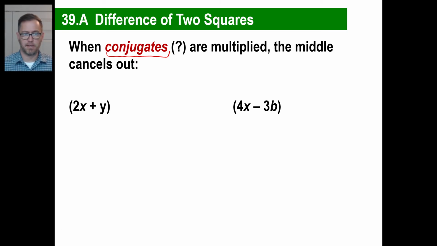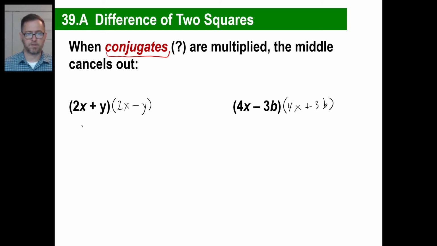When you look at a binomial, a conjugate of it is exactly the same two terms except for one thing: the middle operation. If it's a plus, it turns into a minus. If it starts with a minus, it turns into a plus. So that is the conjugate. 2x minus y is the conjugate of 2x plus y. You tell me, what's the conjugate of this? 4x plus 3b. Yep.